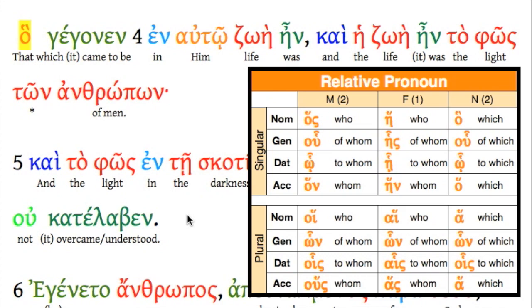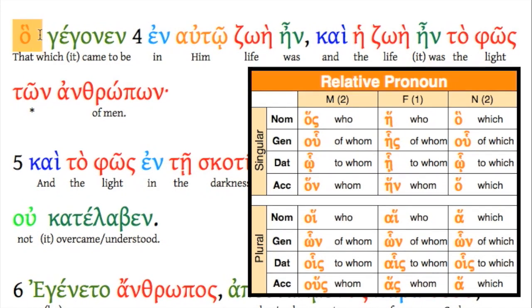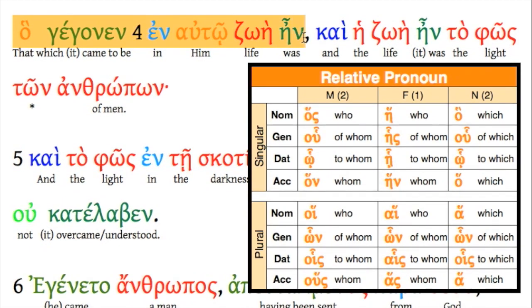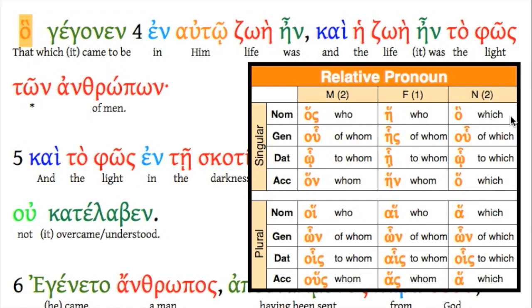Let's look at a few relative pronouns in John 1. We come across our first one in verse 3. Ha gegonen en auto zoe en. Okay, let's look at this little phrase right here. Notice our relative pronoun, we translate it that which because it's ha. You can see how in English we know that it's neuter. It should be which, not those who came to be in him, because it's not referring to male or female subject, it's referring to neuter. So that's why we say that which.